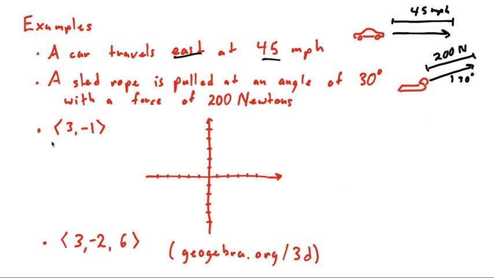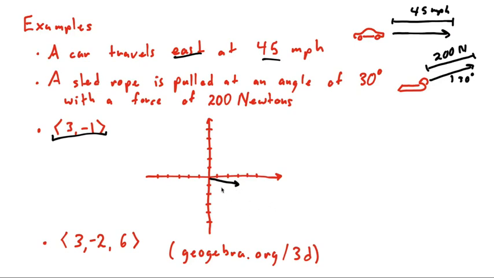Here's a more algebraic way of representing a vector. We write it as an ordered pair, but instead of using parentheses, we use these angle brackets. We have an x component of 3 and a y component of -1. That means we go 3 in the x direction and down 1 in the y direction, and so our vector looks something like this.